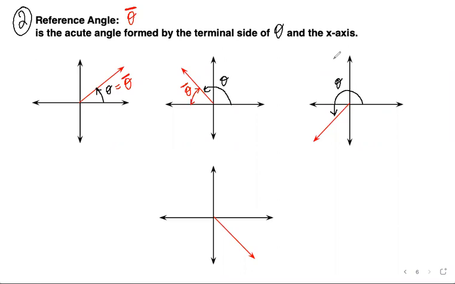Or what is the theta reference? This one is between the terminal side and the x-axis, and it is an acute angle, so it will be like this. This is my theta reference.